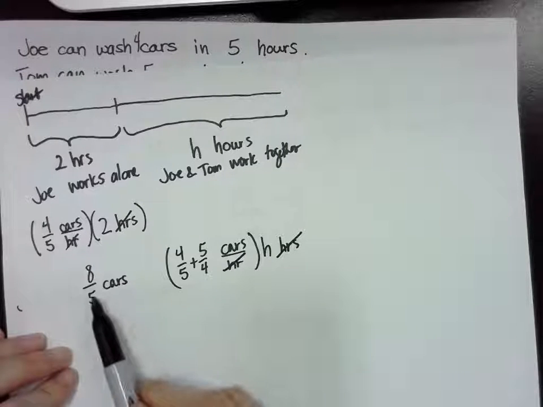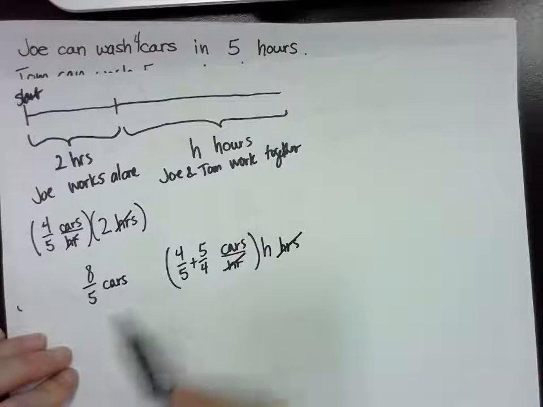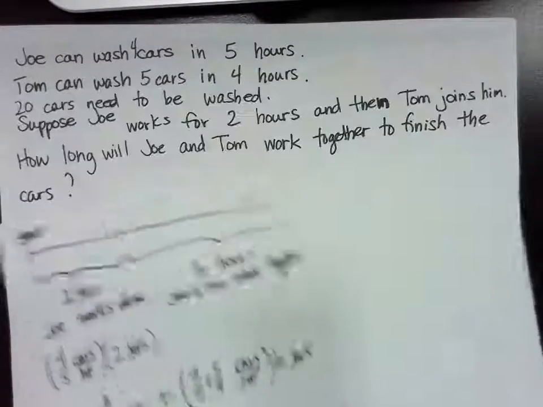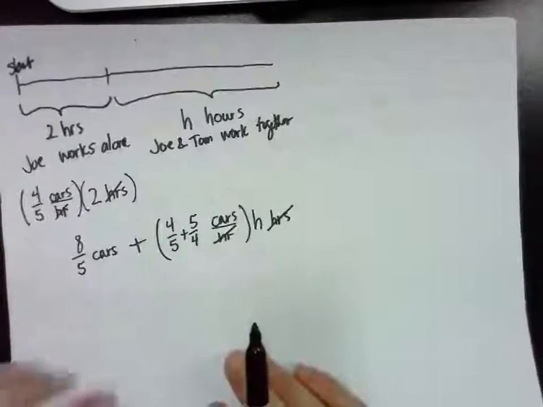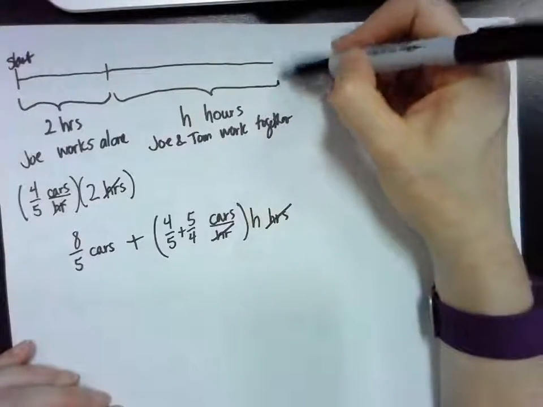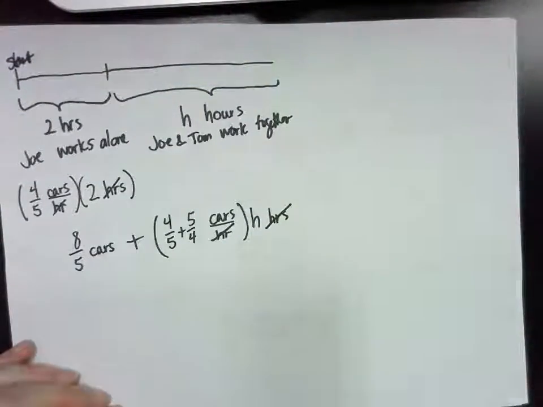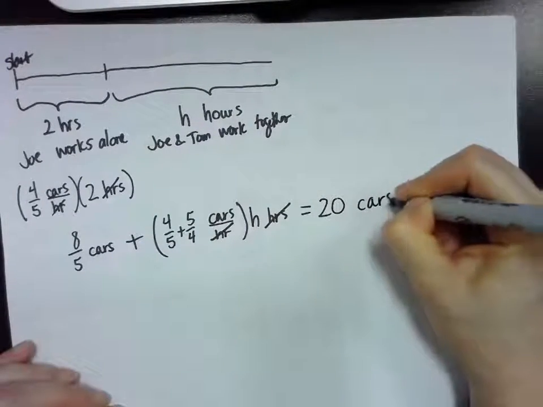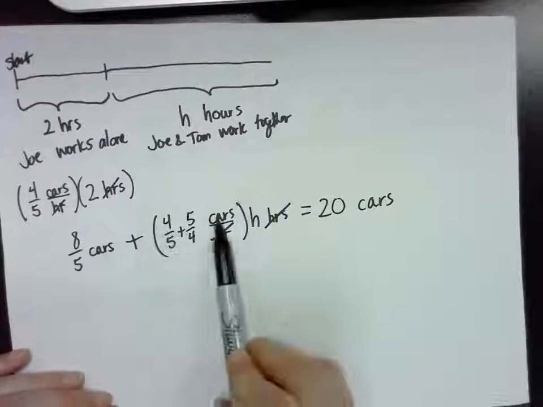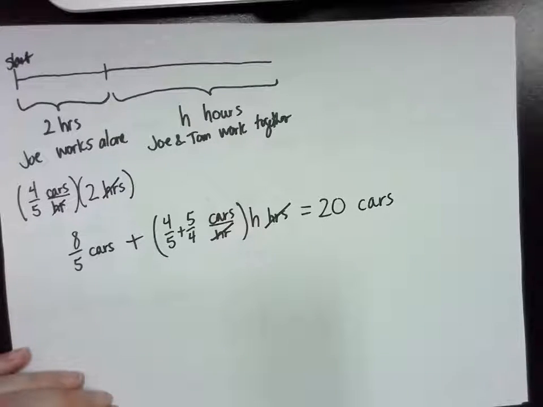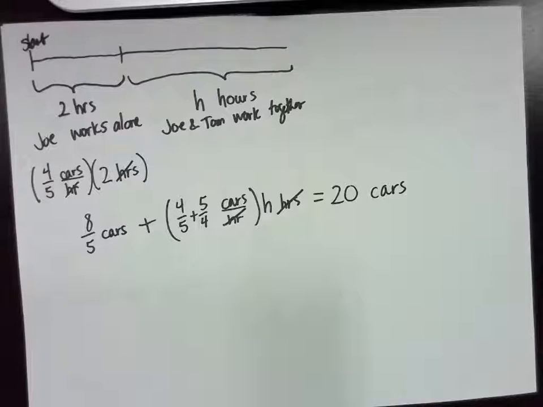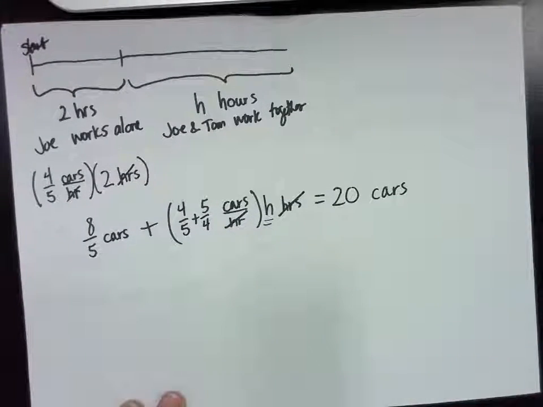And if you add the cars that Joe did by himself with the cars that they did together, we know that they need to finish 20 cars. They're not going to stop working. This H ends when they've finished 20 cars. So we add those together, we get 20 cars. So we have cars plus cars equals cars. That's a good thing. If the units don't match, you know that you've done something wrong. Okay, so now all we need to do is just solve for H.